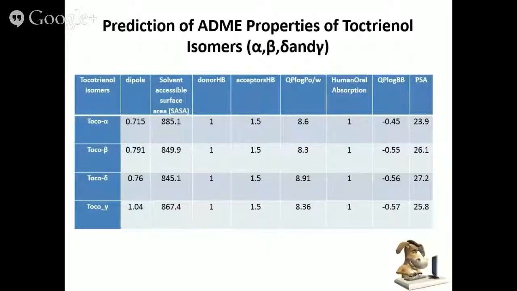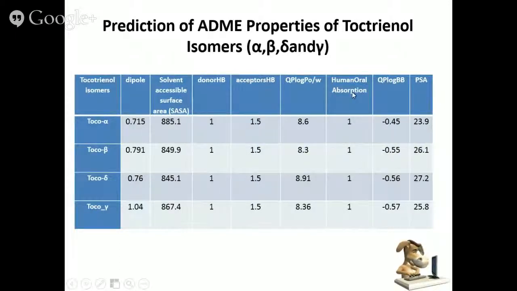Here is the prediction of the ADME of tocotrienol isomers alpha, beta, gamma, and delta. We can see that they are safe and they are not causing toxicity, and their solvent accessible surface area is more than 500. Their donor HBD is 1.